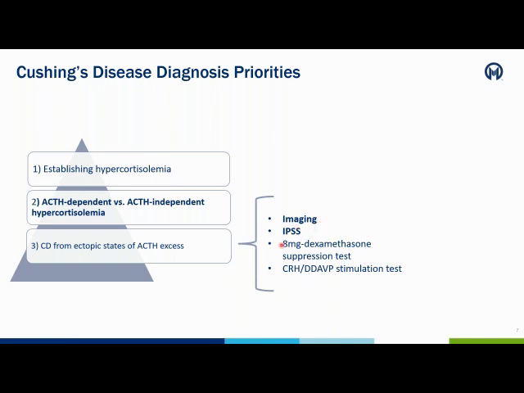hypercortisolemia. Now, there are what we call the high-dose dexamethasone suppression test and the stimulation test that could be done with either CRH or desmopressin. These are non-invasive tests, but they're often done prior to the IPSS or imaging in trying to diagnose or differentiate whether the source of the ACTH is coming from the pituitary gland or some other part of the body.